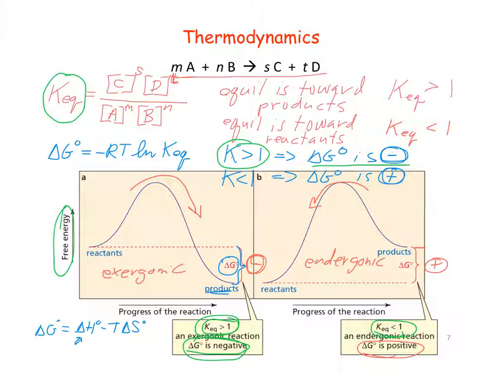All right, so you remember what these are. Delta H is the enthalpy, so that's essentially the bonding energy. T is the temperature, and delta S is the entropy. That has to do with the randomness or the disorder in the system. Remember, for a reaction to go forward, the entropy of the universe has to increase.